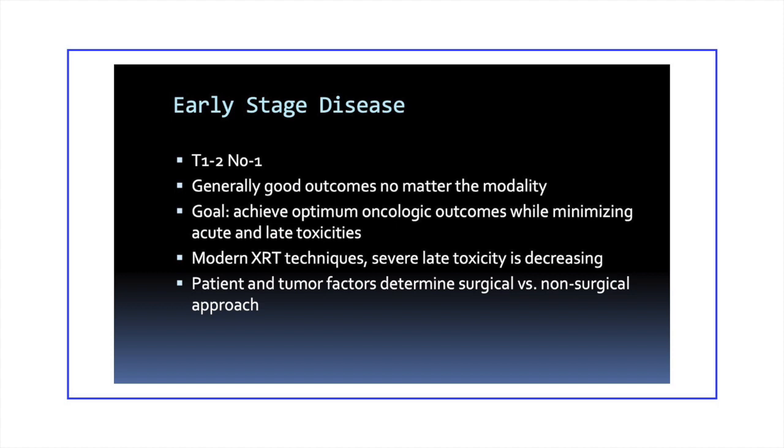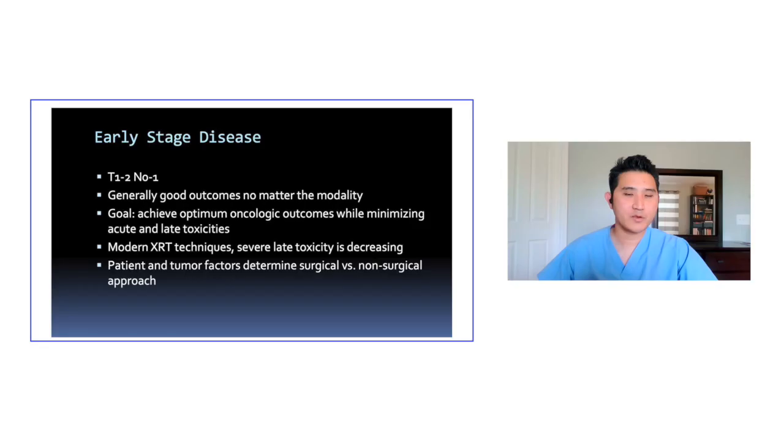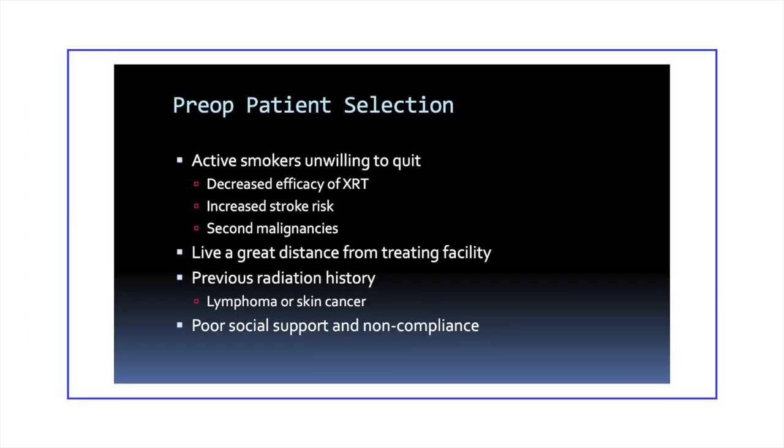Early stage disease is ideal, that we classify as T1 to T2 and N0 to N1 or N2 even. Generally, these patients have good outcomes no matter the modality. Again, the goal is to achieve optimum oncologic outcomes while minimizing the acute and late toxicities. With modern radiation techniques like IMRT, intensity modulated radiation therapy, severe late toxicity is decreasing, however. So really the approach that you take, whether we offer chemotherapy and radiation versus surgery, depends on, for early stage disease, multiple factors. Pre-op patient selection that factors in is, for example, their smoking status.